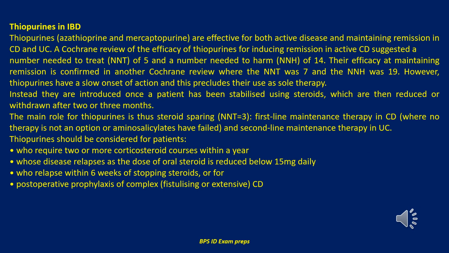Next we will discuss the thiopurines in inflammatory bowel disease. Thiopurines, that is azathioprine and mercaptopurine, are effective for both active disease and maintaining remission in Crohn's disease and ulcerative colitis. A Cochrane review of the efficacy of thiopurines for inducing remission in active Crohn's disease suggested a number needed to treat, abbreviated as NNT, of 5 and a number needed to harm, abbreviated as NNH, of 14.